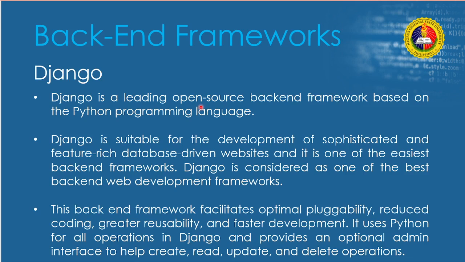Python. Okay, Python, because again, Django is for the Python programming language. Next, we have Ruby on Rails. Ruby on Rails, from the name, what do you think would be the programming language supported by Ruby on Rails? Ruby.